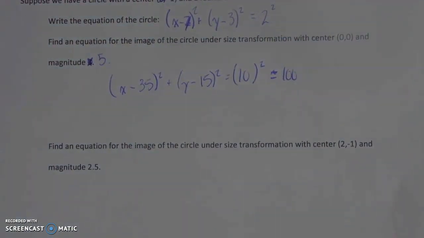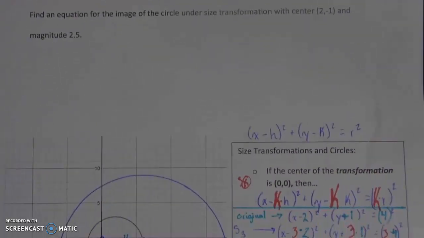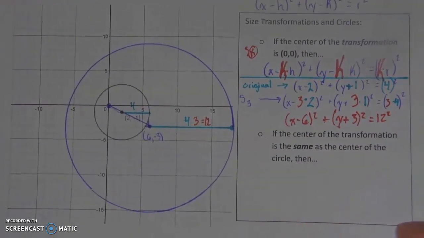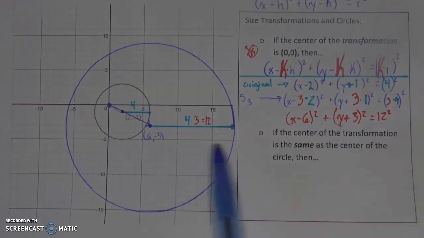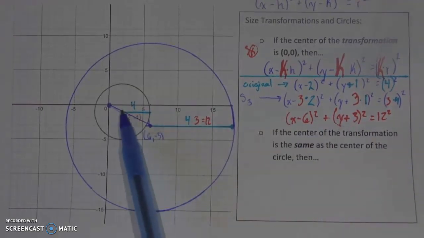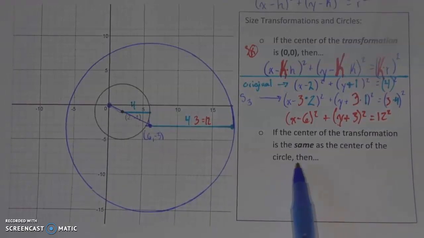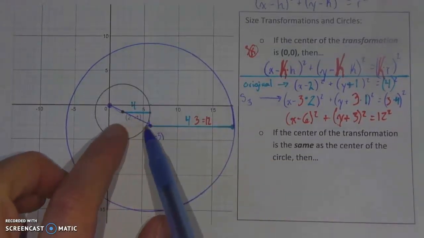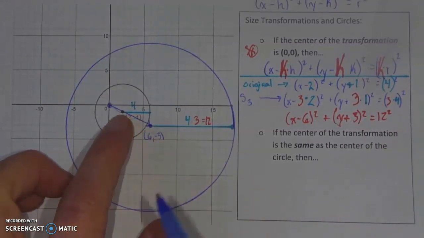Now, the second question is what happens when we do this transformation and it has the same center as the center of the circle here. Well, let's say I wanted to do a transformation of this circle where it is 2 times as big, but has the same center of size transformation as the center itself. So its center is 2, -1.